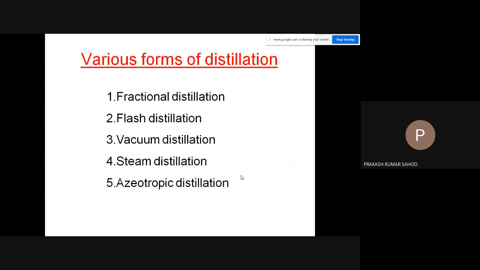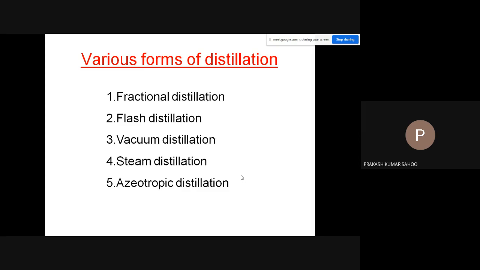Then this is very much interesting. As I already told, your distillation part has 5 types. That is fractional distillation, flash distillation, vacuum distillation, steam distillation, and azeotropic distillation. So first one, fractional distillation.